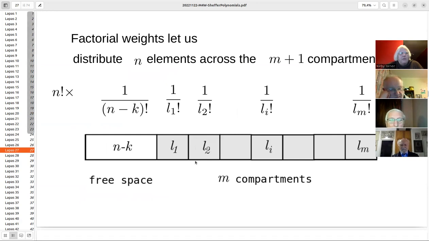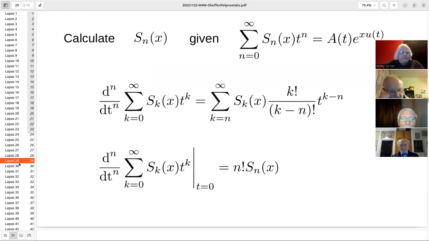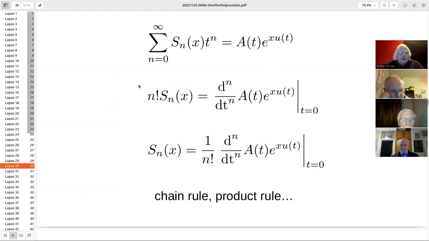And so what that does is that it makes all of these compartments, you can imagine them as having different elements inside. And it's crucial that once you know that they're distinct, you're able to reorder them, for example. A problem with reordering is if you had two numbers that were the same. Okay, so that's what this is all about. I don't know if you want to go into that, but what ends up happening here is that you take the nth derivative and you'll get n factorial Sn of x, which is what we want.